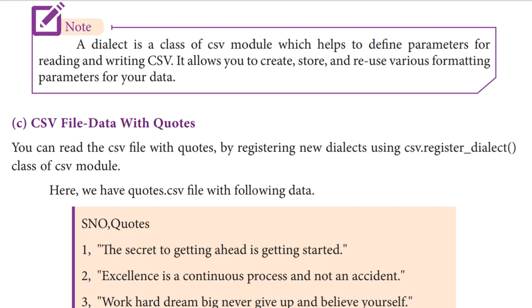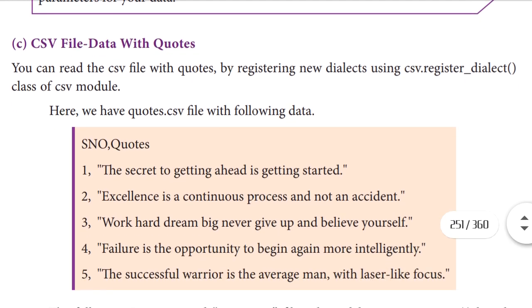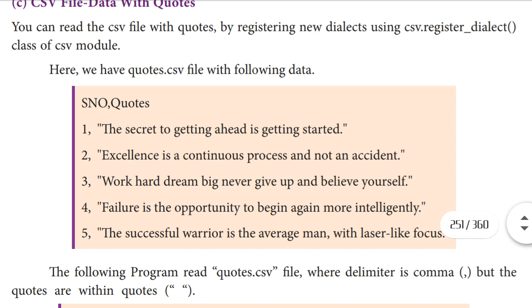It allows you to create, store and reuse various formatting parameters for your data. So if we want to apply the formatting parameters, this dialog allows us to create, store and reuse those formatting parameters. CSV file data with quotes: you can read the CSV file with quotes by registering new dialogs using the csv.register_dialog function of the CSV module. So if I want to read the CSV file with the quotes, at that time I have to register this dialog using the csv.register_dialog function.